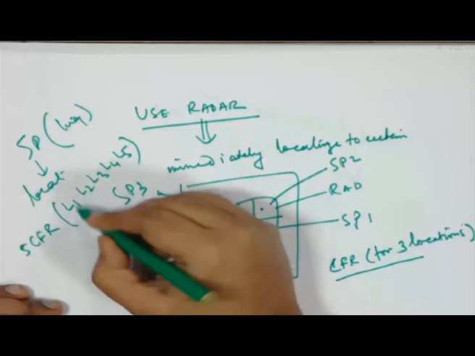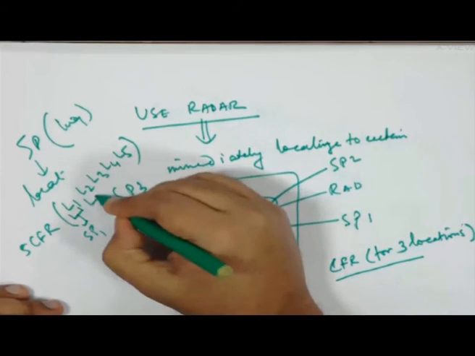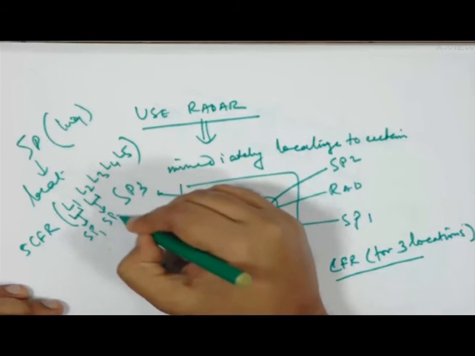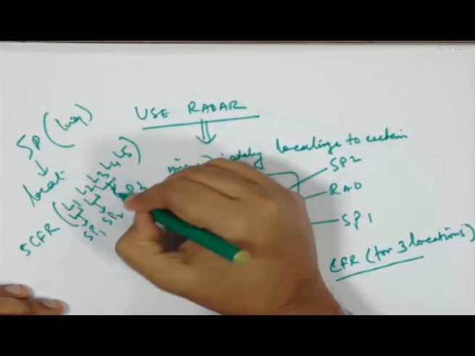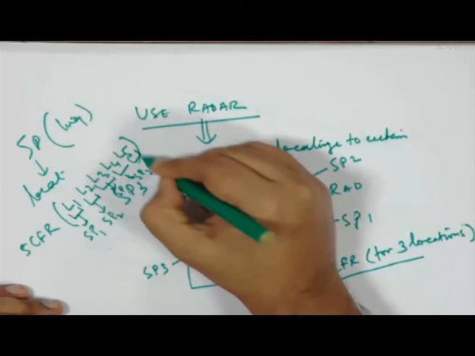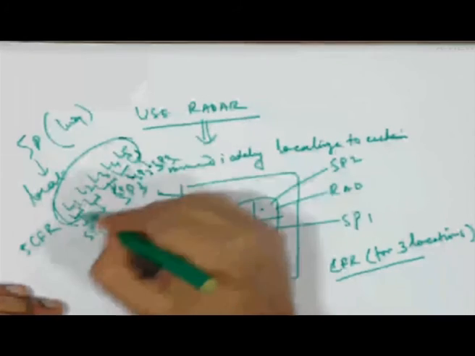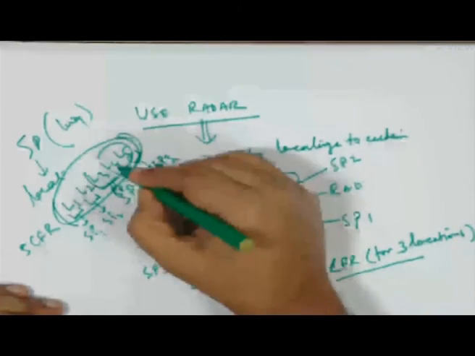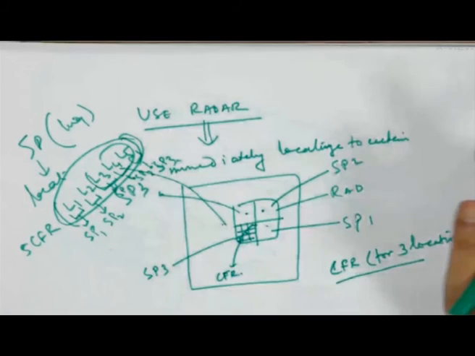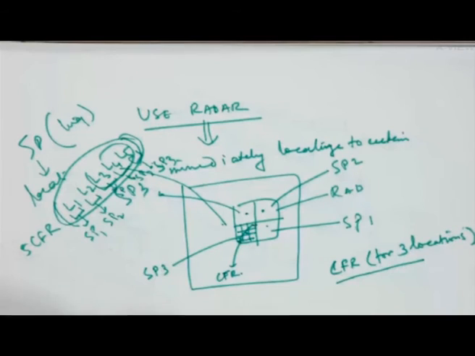Now L1 is in spot 1, L2 is in spot 2, L3 is in spot 3, L4 is in spot 3 and L5 is in spot 3. So I see that out of these 5 matches, 3 are in spot 3. Simple, I have a majority and I am in spot 3. So this is how spot localization happens.